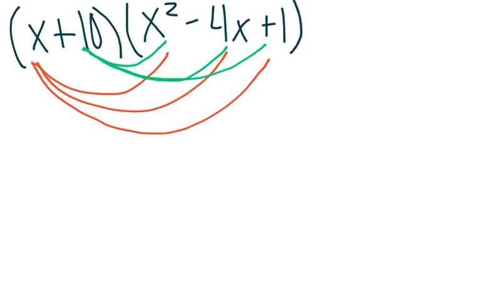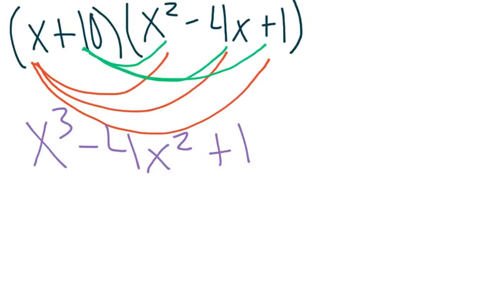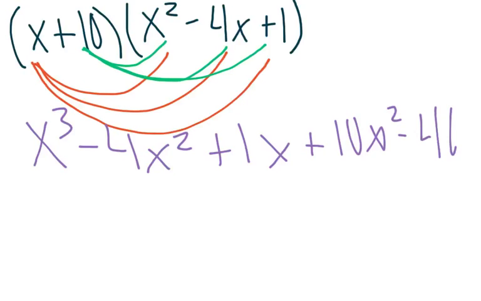Then you multiply them. You get x to the third minus 4x to the second plus 1x plus 10x squared negative 40x plus 10. Then you combine like terms, negative 4x squared with positive 10x squared.